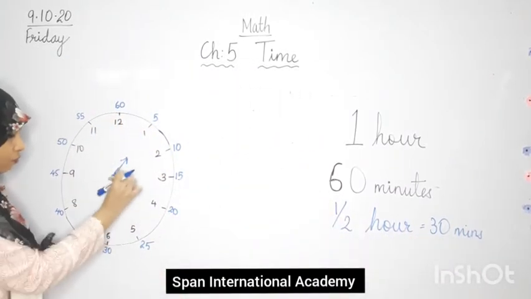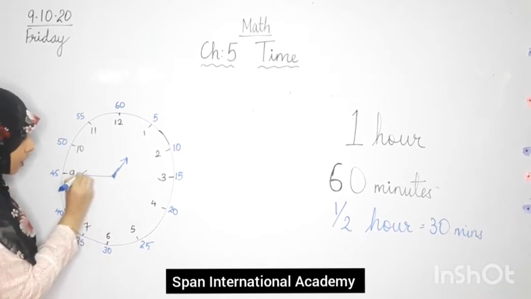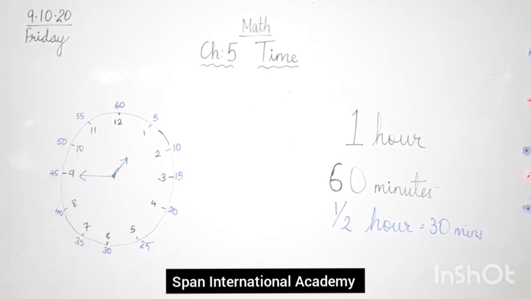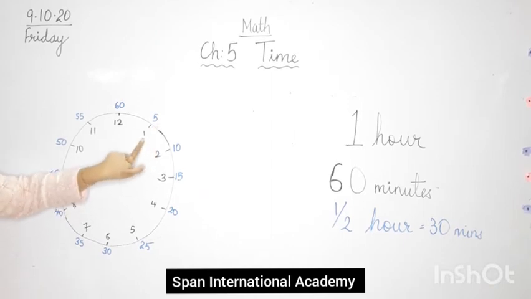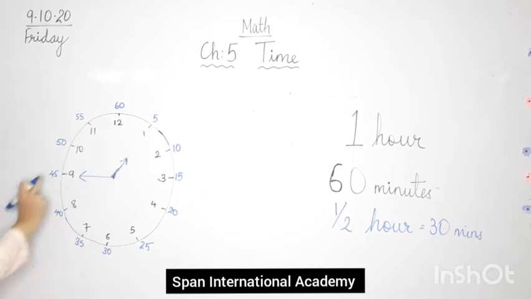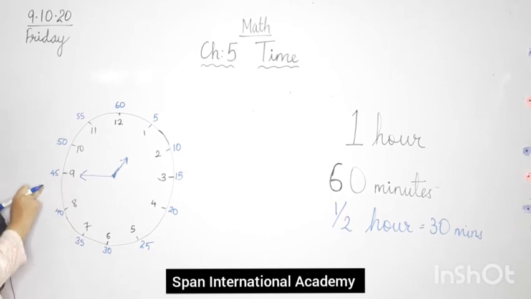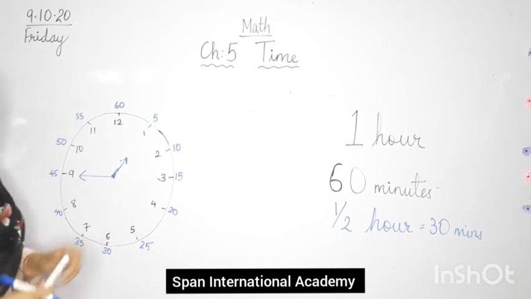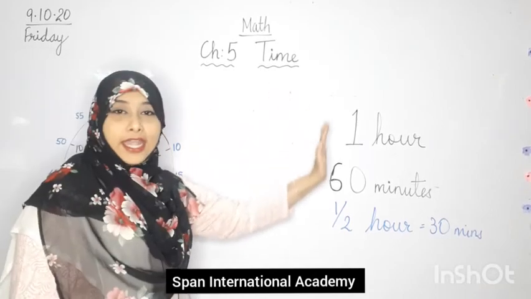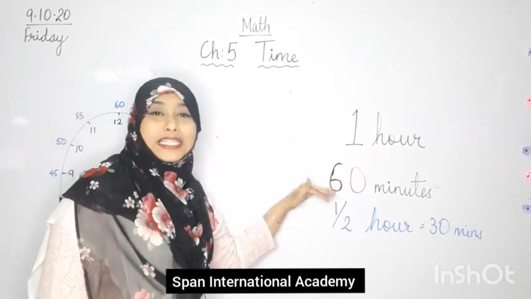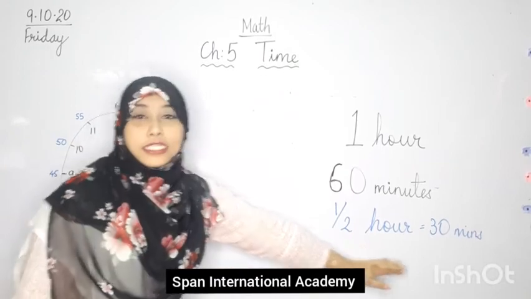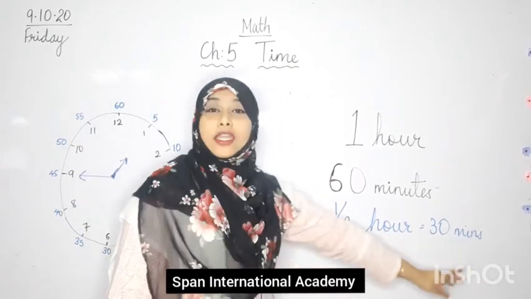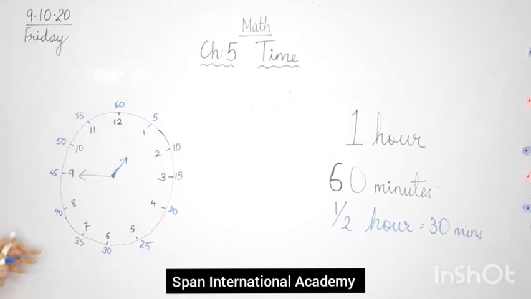Now when the minute hand moves and comes to number 9, what will be the time? When the minute hand is on 9, how will we read it? 1 hour, the number here inside the clock, and here are the minutes. So it is 1 hour 45 minutes. Before we move ahead, let's again see 1 hour is equal to 60 minutes and half hour is 30 minutes. Okay? So this is how we read time in minutes.